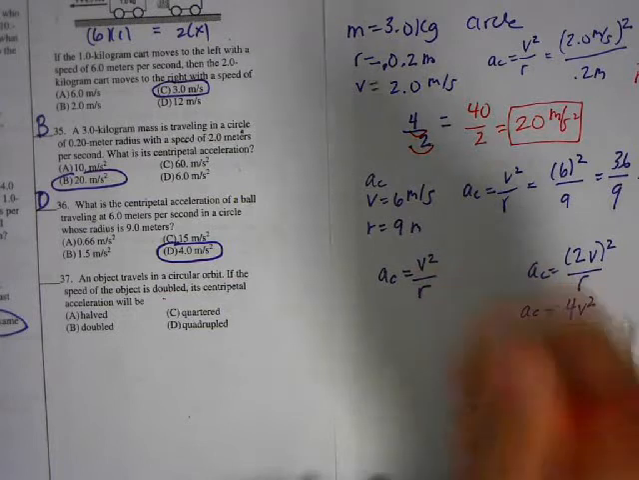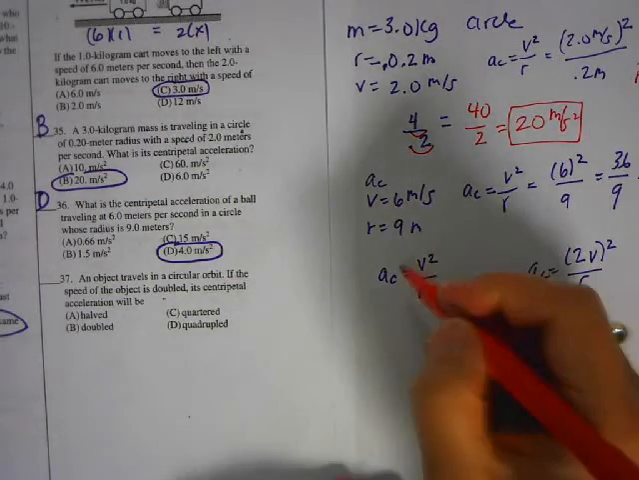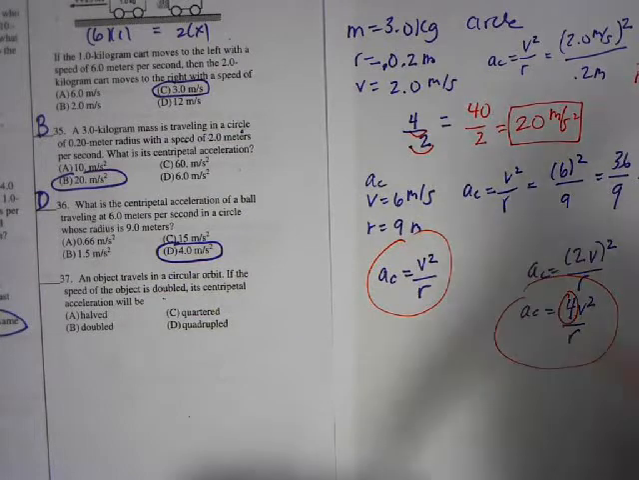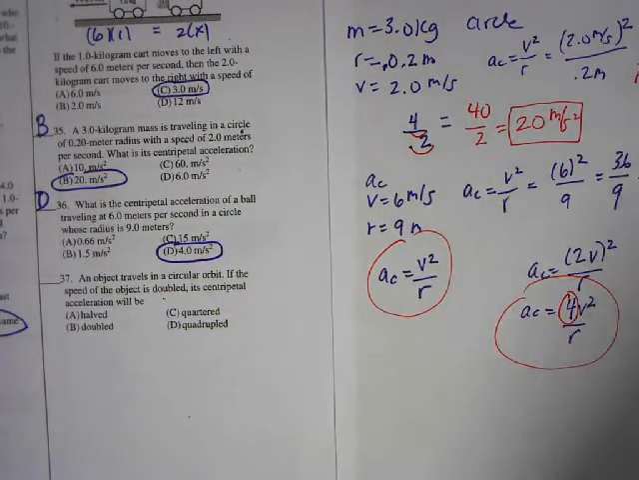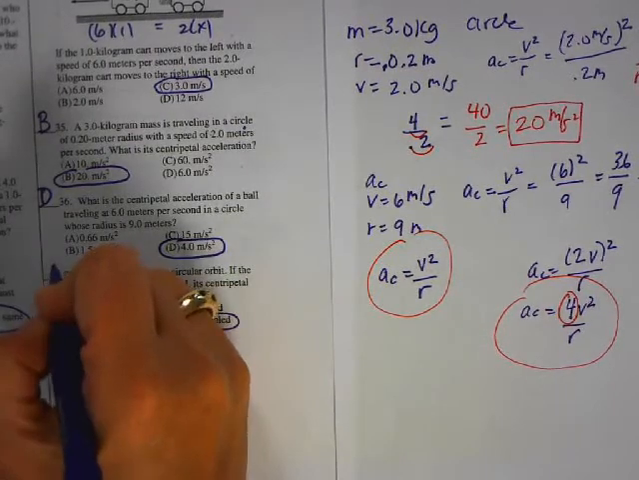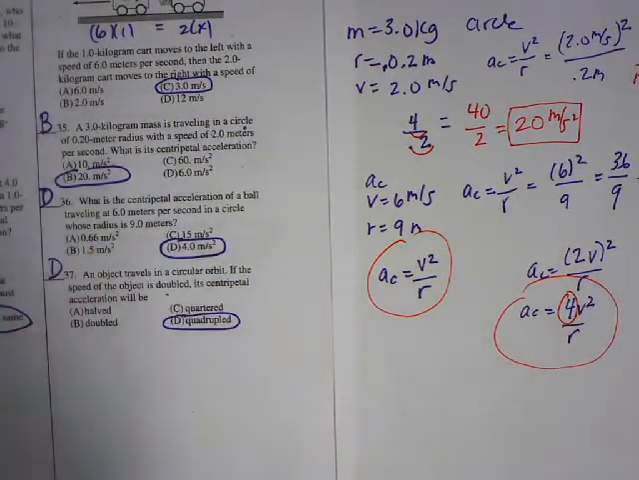So the difference between the original equation and this one is 4. So the answer is quadrupled because it's 4 times as much. And that's the way you do those. You don't do it in your head. You write down the equation, and then you substitute in how the equation changes.